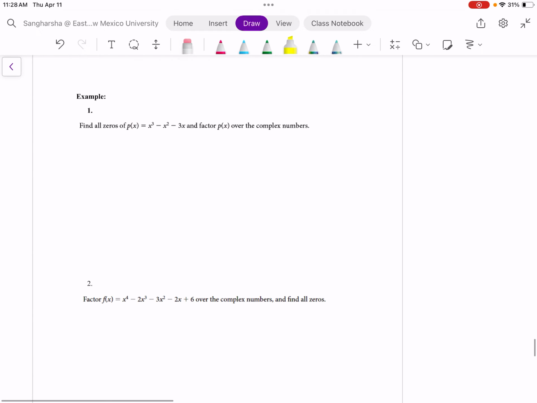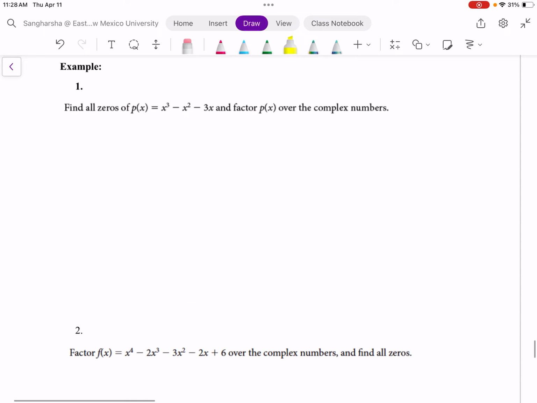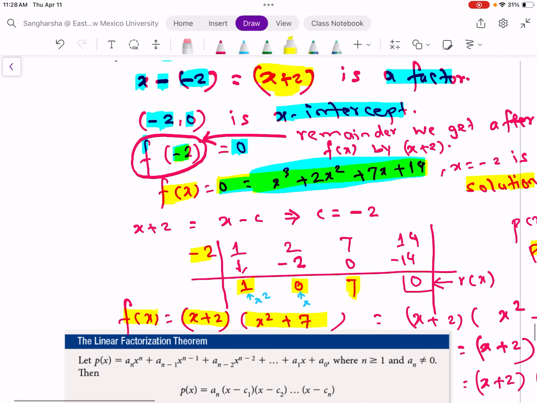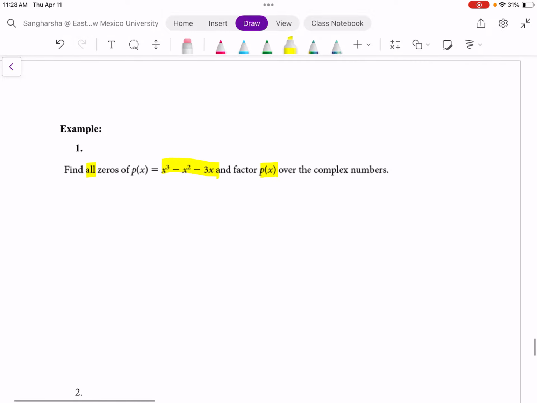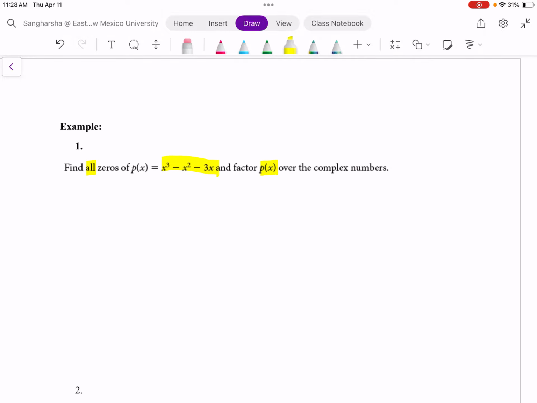So here we have this example. Find all zeros of this polynomial function. Now why does it tell us all zeros? It means we have to include both real zeros as well as complex zeros. For this function, we factor p of x over the complex numbers, and it is similar to the one that we just did. So let's find the zeros for this function.